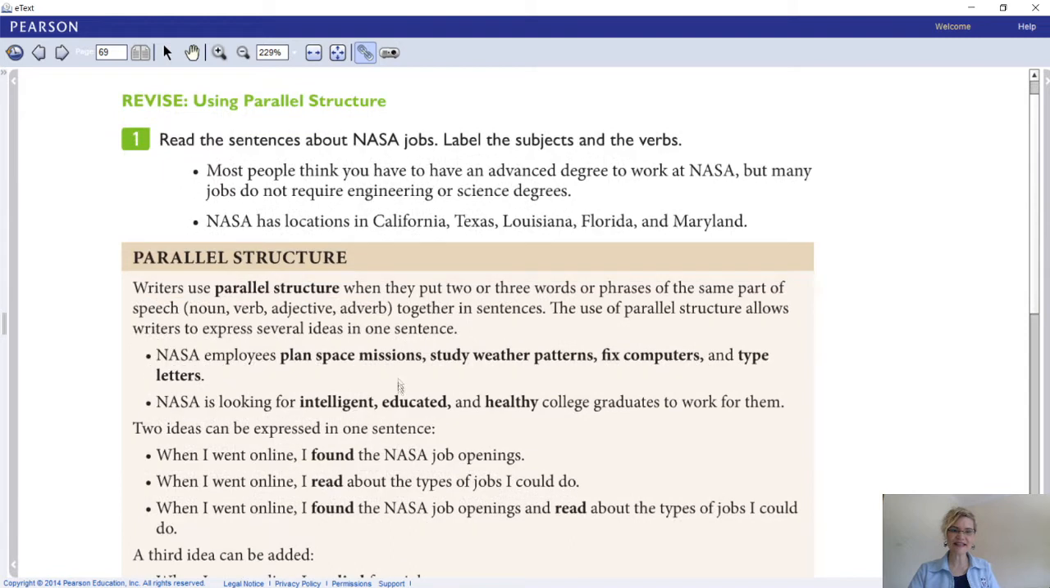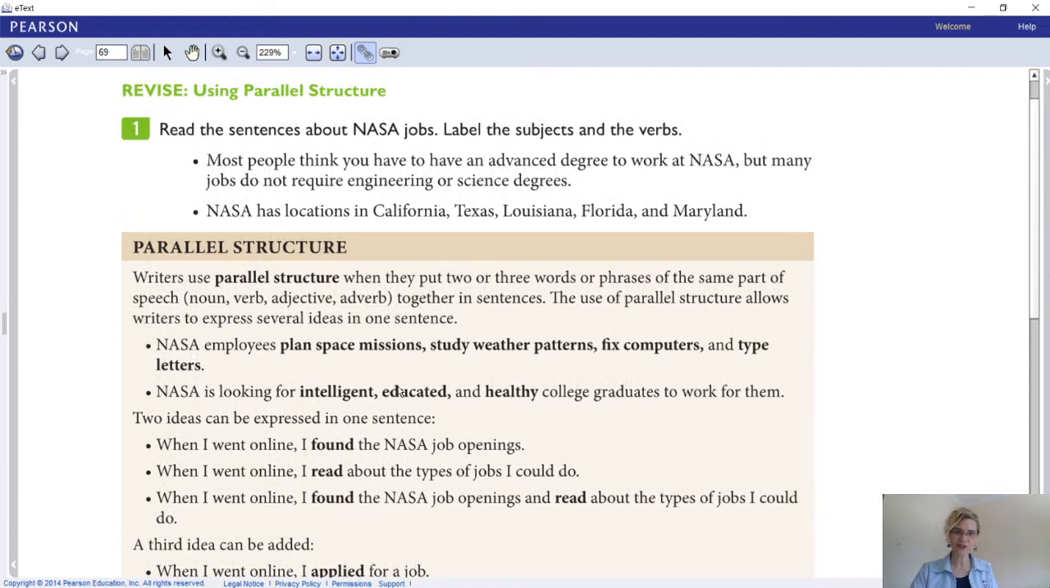Okay, revising, looking at your first draft, using parallel structure, have you used that? So here there are sentences about NASA jobs, label the subjects and the verbs. Which one is the subject? Which one is the verb? Please do that. Pause for a bit.